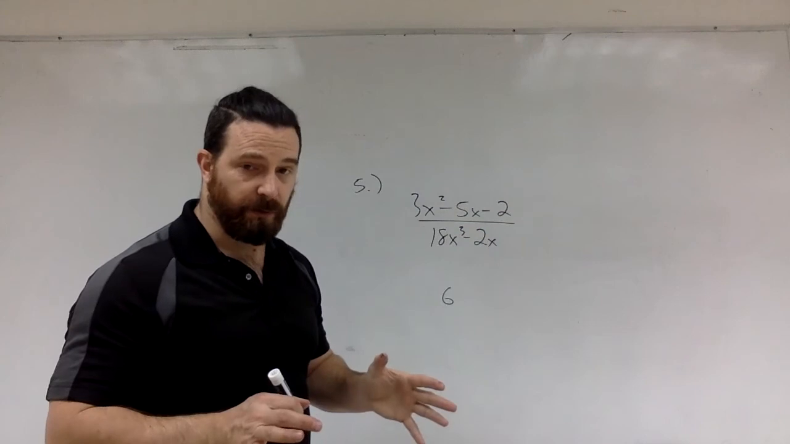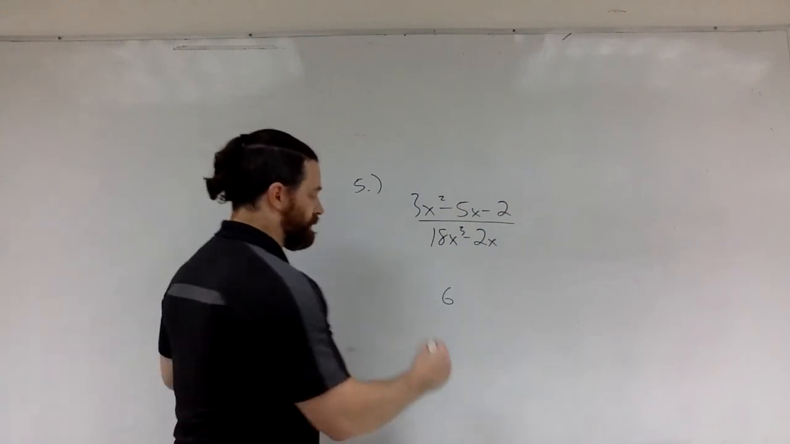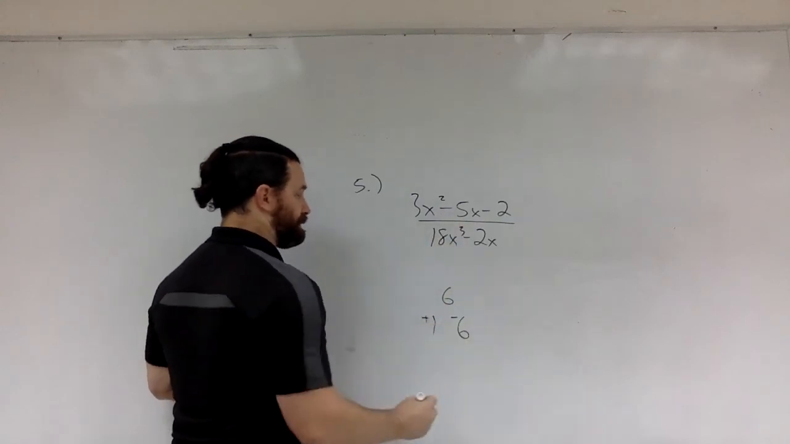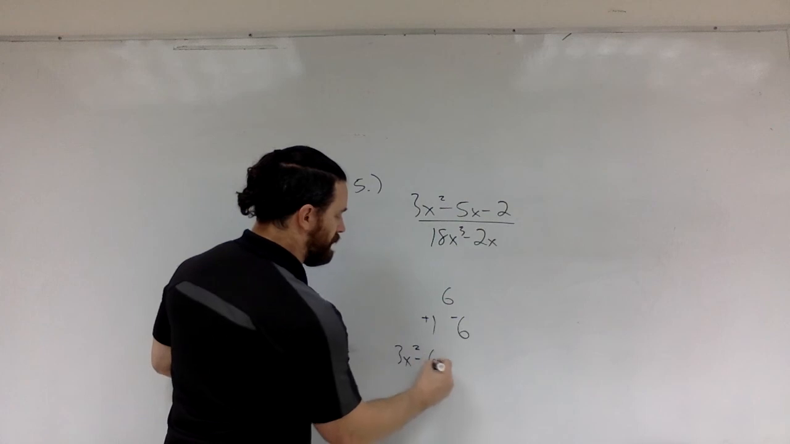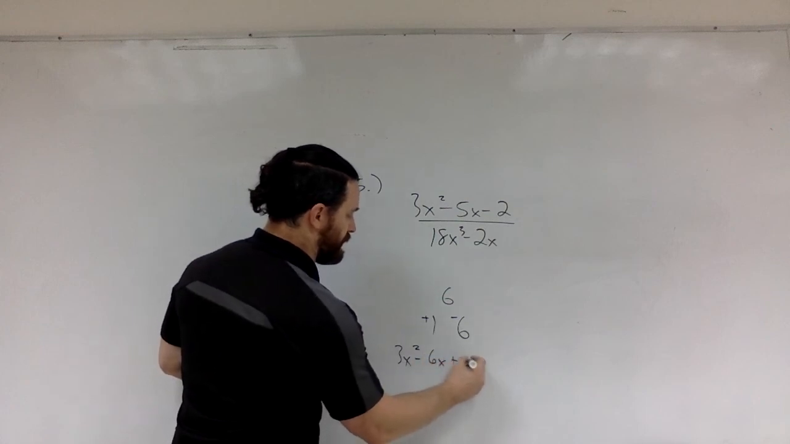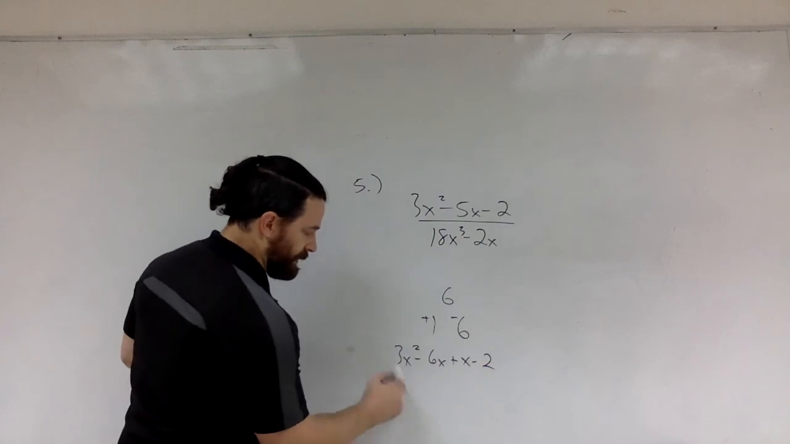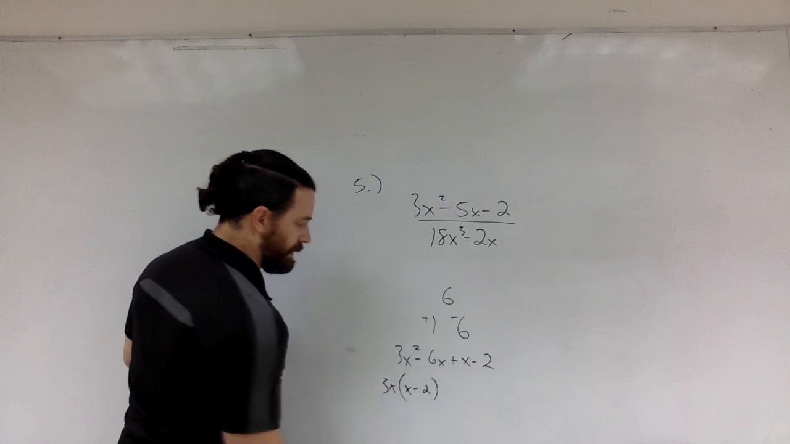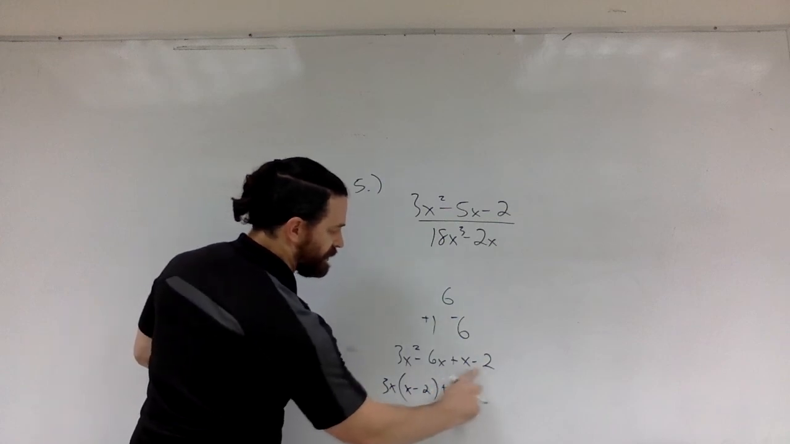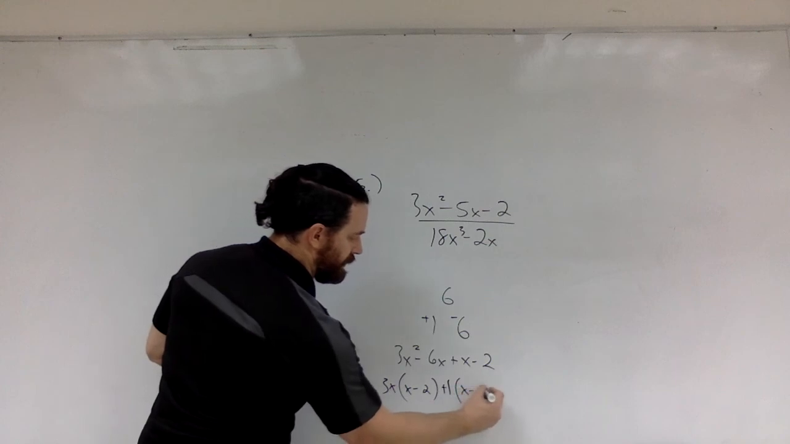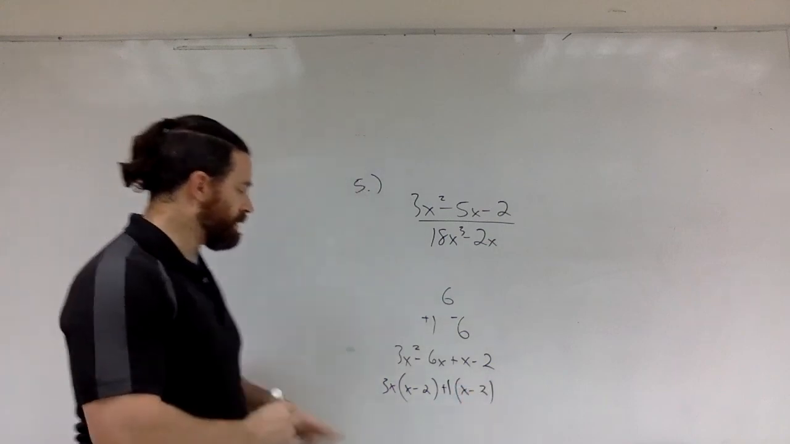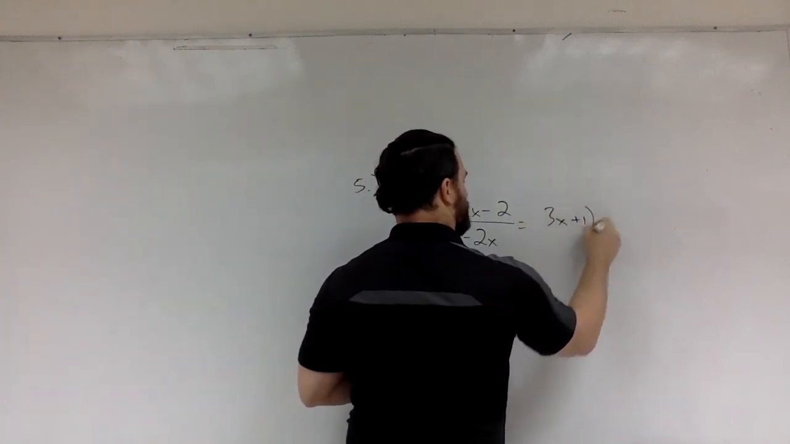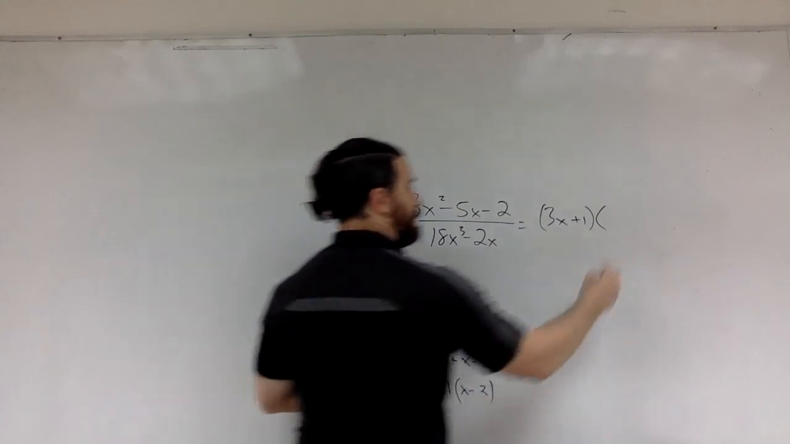So I can't use 3 and 2. I'll use 1 and 6. And I need to get a negative 5, so that's a negative 6, positive 1. So I'll have 3x squared minus 6x plus 1x minus 2. So I can take out the 3 and the x, leaving me with x minus 2. And then there's nothing in common here, so I'm just going to put a plus 1 and x minus 2. So this guy factors into 3x plus 1 and then x minus 2.